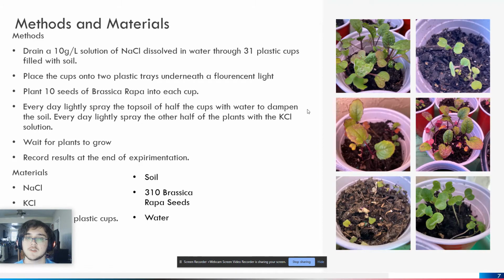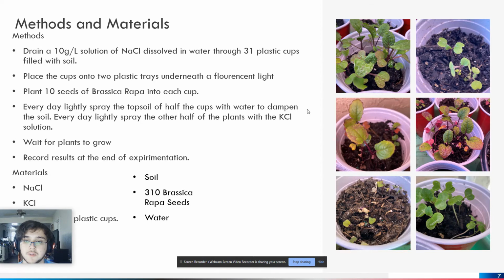The method used for this experiment was to drain a 10 gram per liter solution of salt through 31 plastic cups that had already been filled with soil. These cups were then placed underneath fluorescent lights in 2 plastic trays, and each cup was then planted with 10 seeds of Brassica rapa. Every day, half the plants were sprayed with purely water, and the other half was sprayed with a potassium chloride solution of 10 grams per liter.